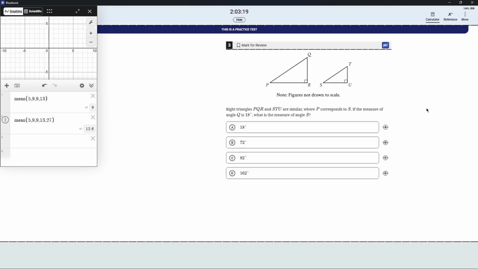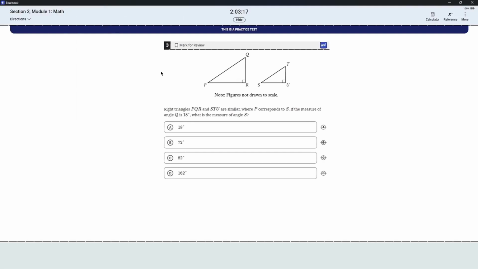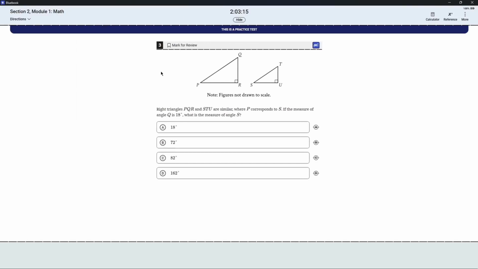For question three, it's now asking us about these triangles PQR and STU. It says that they're similar. So PQ corresponds to S. If the measure of angle Q is 18 degrees, what is the measure of angle S?